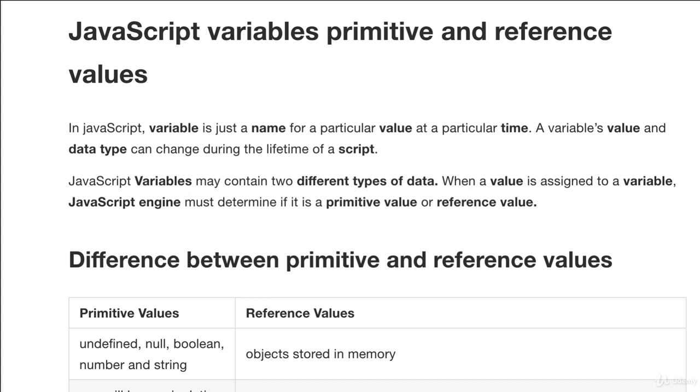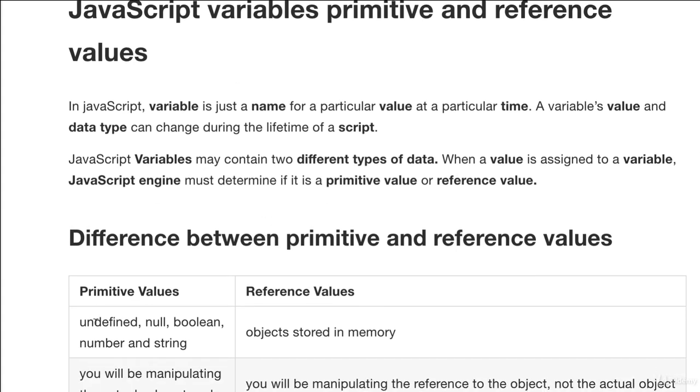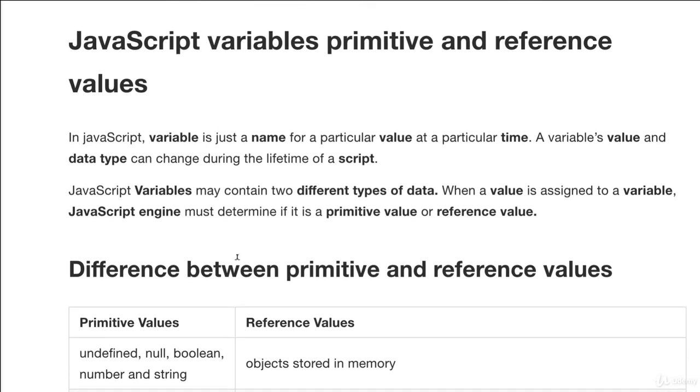Okay, so primitive, we already learned about primitive values earlier. They are undefined, null, boolean, number, and string. Okay, they are the primitive types. So let's go from here. In JavaScript, a variable is just a name for a particular value at a particular time, which can change over time, which we already know, right? We declare a variable, let's say variable name is something, and then later we assign name to something else. You saw that many times, so that's fine with you, right?